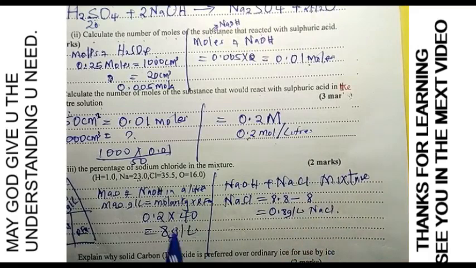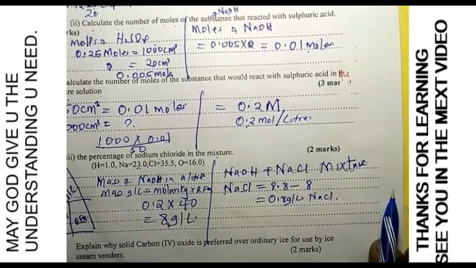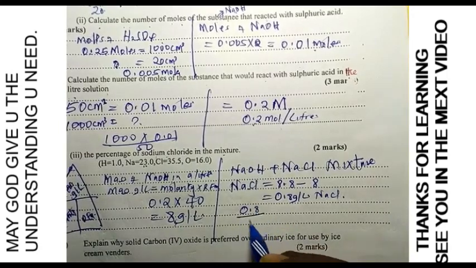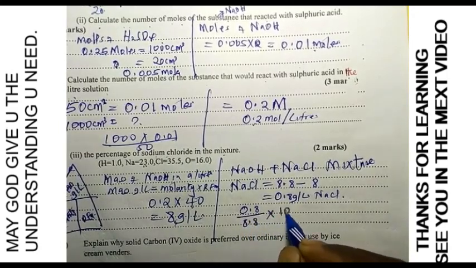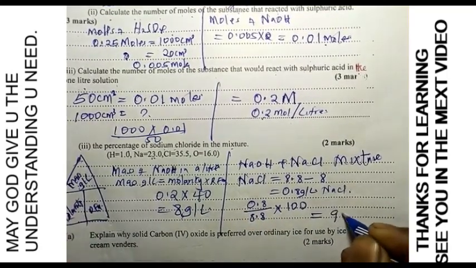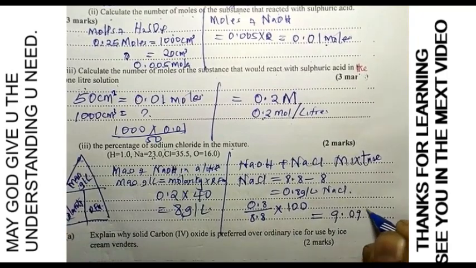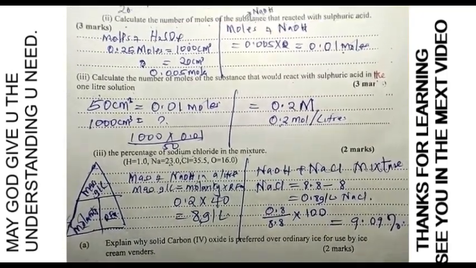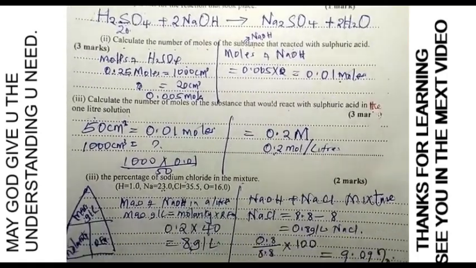But we are asked to calculate the percentage. So the percentage for sodium chloride is the mass divided by the total, 8.8, multiplied by 100. And this one will give us 9.09%. So that is how. So thank you very much.